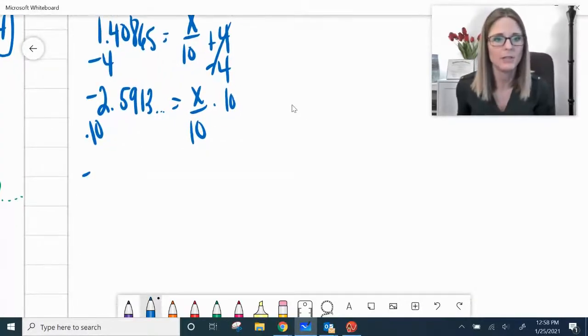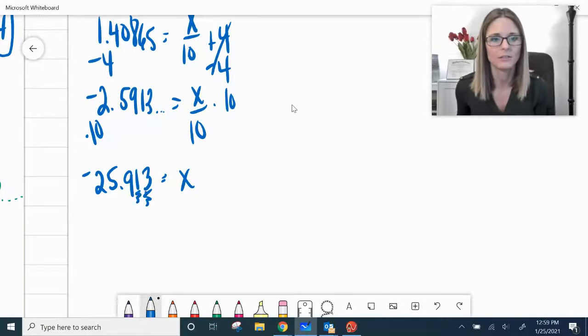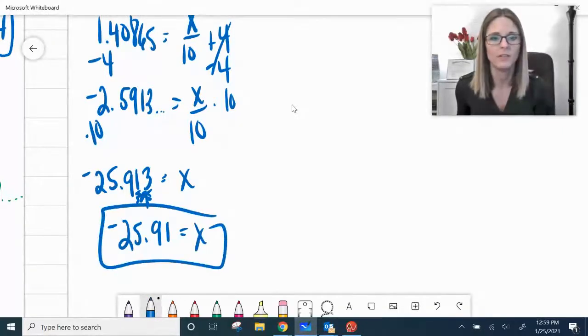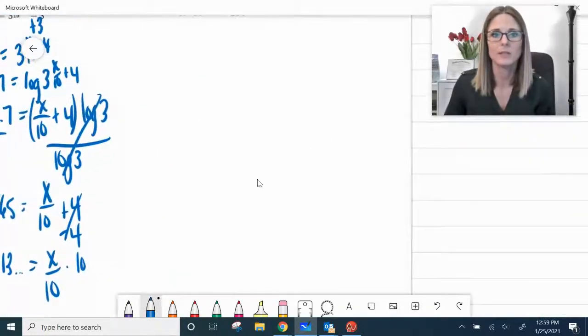Slide this up a little bit, will give us negative 25.913. Nearest hundredths, looking at the 3, tell us what to do. Negative 25.91. Let it rest. Final answer.